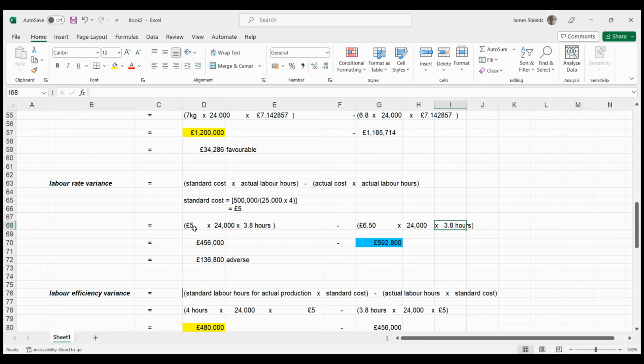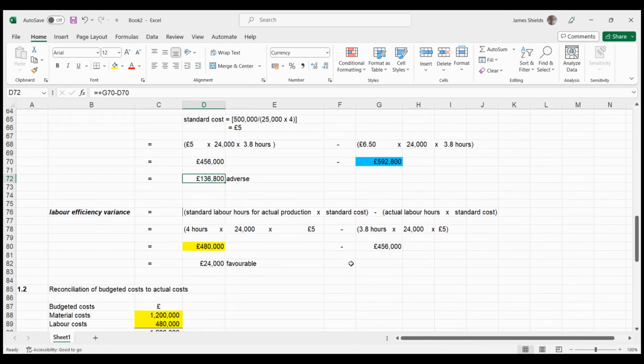So the first one, £5 times 24,000 times 3.8 hours, gives us £456,000. And the second one, £6.50 times 24,000 times 3.8 hours, gives us £592,800. So again, you'll see the standard cost is £456,000, but the actual cost is greater, £592,800. So as the actual is greater than the standard, it's an adverse variance. And the difference between the two of them is £136,800.